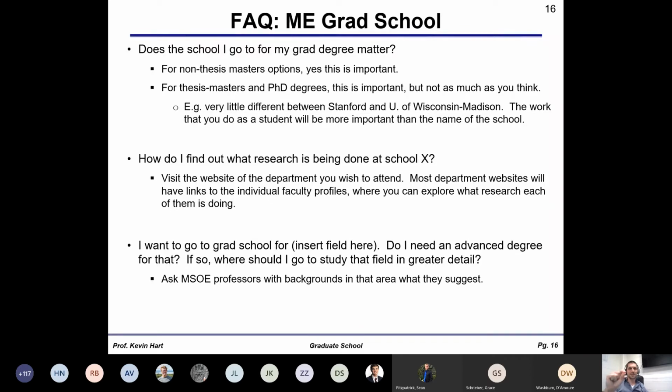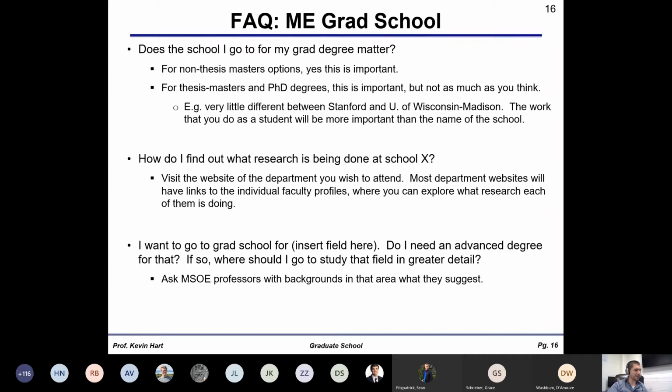But for thesis masters in PhD programs, the name of the school that you go to is not nearly as important as the work that you do for your thesis or your dissertation. There is a very small difference between, let's say, Stanford and UW-Madison when it comes to getting a grad degree if you write a thesis or if you write a dissertation for a PhD. The difference is the work that you worked on and your ability to communicate and provide demonstration of original research.